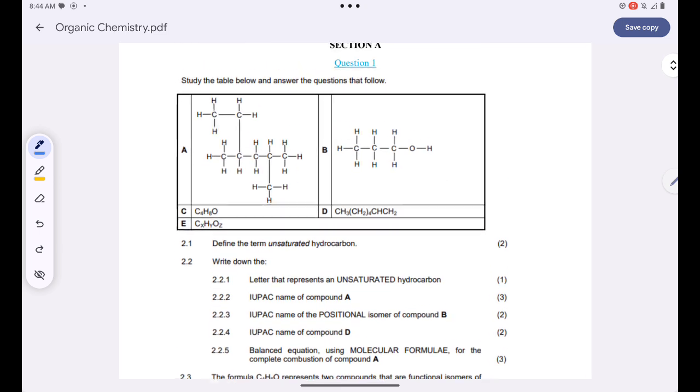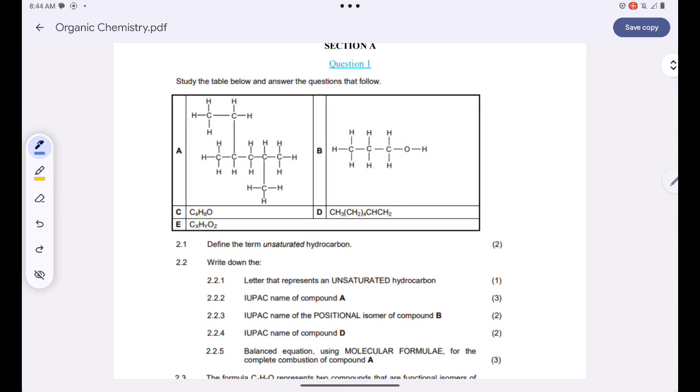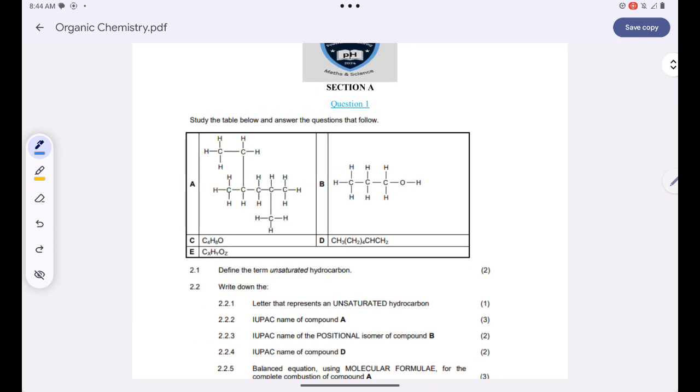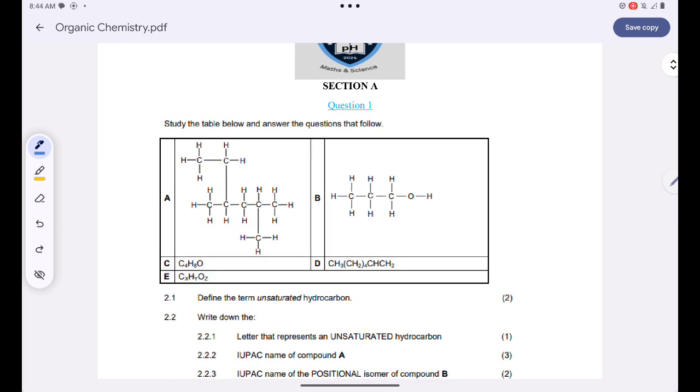Okay, how to approach questions like this, guys? Please note that if you are given a structural formula, your duty is to write down the IUPAC name, and if you are given the IUPAC name, you must draw a structural formula. And also, if you are given a condensed structure, you must draw a structural formula and write the IUPAC name. So before I even start answering the questions, I will go and analyze each and every compound I have there.